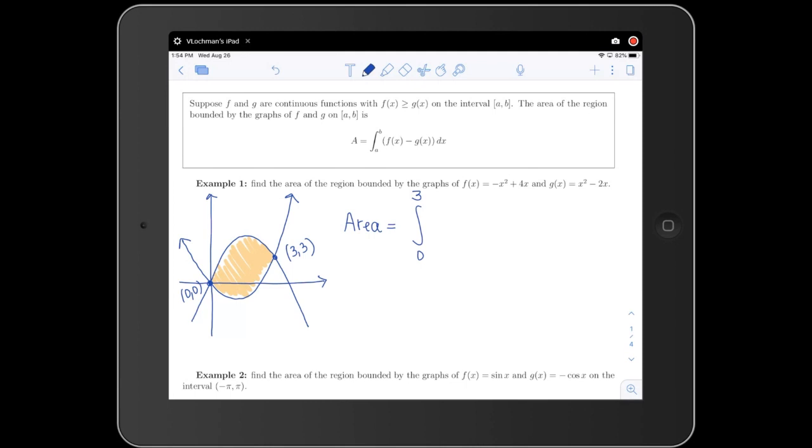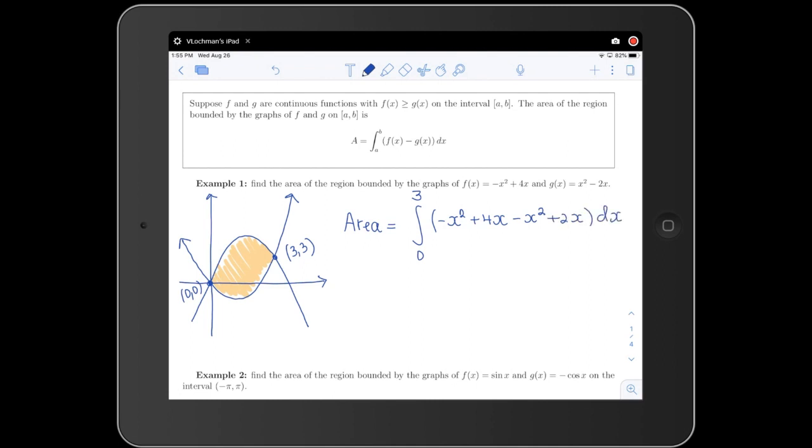Someone answered G is top. Is G top? I think f is top, isn't it? The top function is the one that opens down, the parabola with the negative coefficient. So we get negative x squared plus 4x minus g, which is the bottom, the parabola that opens up, the one with the positive leading coefficient.